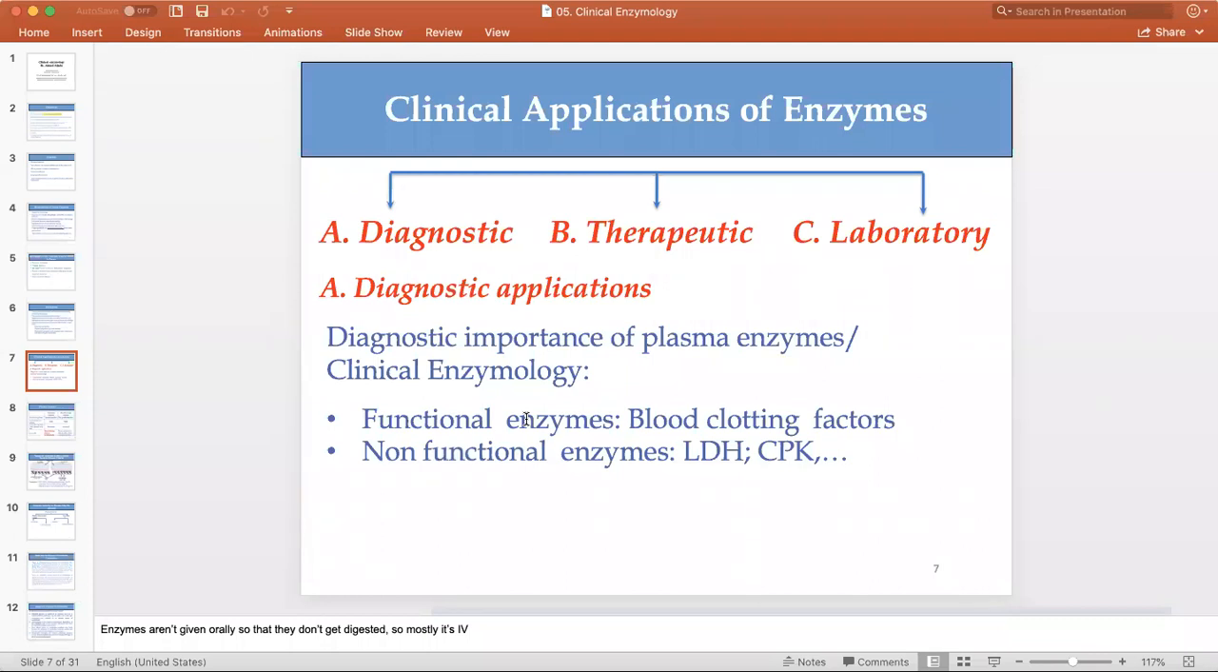Whereas we have the non-functional enzymes, that means there is no role of these enzymes in the blood, but their function is mainly in certain tissues, like the heart, the liver, muscles, and so on. They are present in the blood because there was some damage to the liver or the heart or the muscle, and they spilled into the blood. So now we call them non-functional enzymes. There are multiple examples.